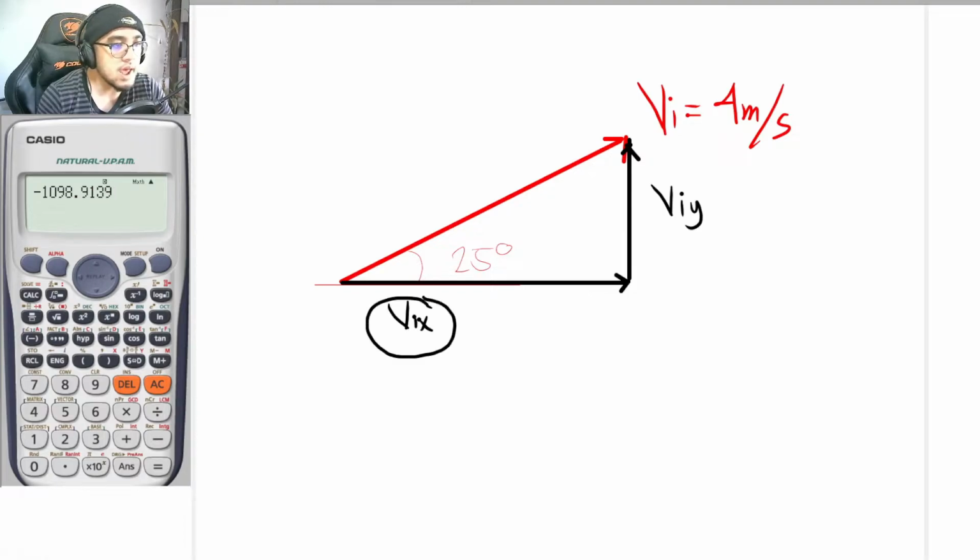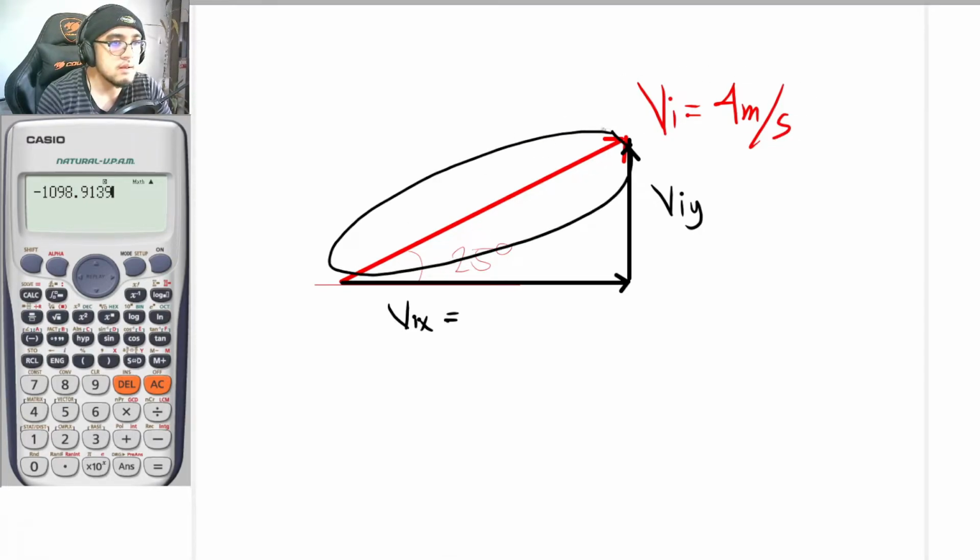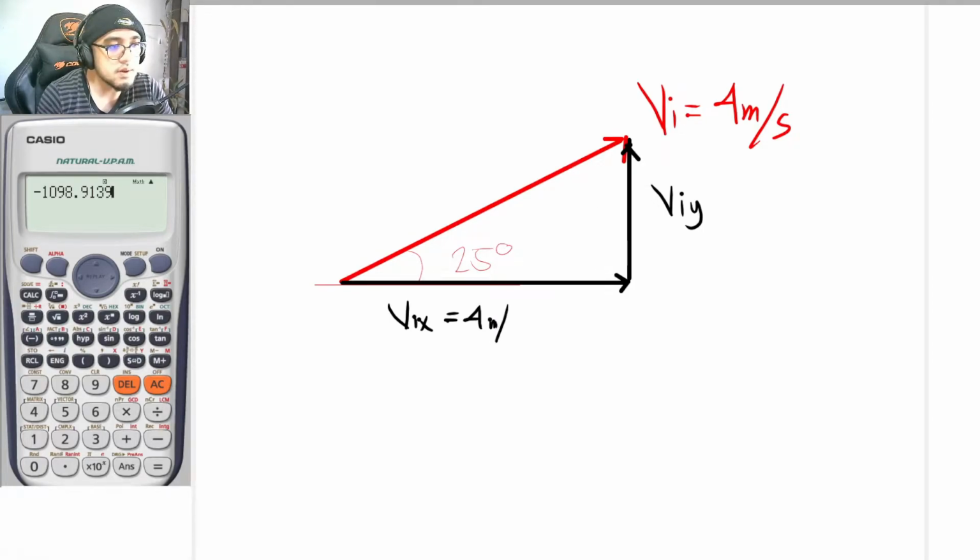And since Vix is adjacent to your angle, we would now be using cosine. So with that, since our Vi is this length, 4 meters per second, the hypotenuse, which is 4 meters per second, cosine 25.